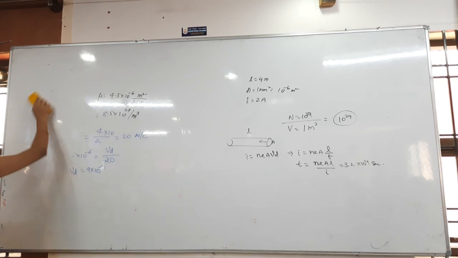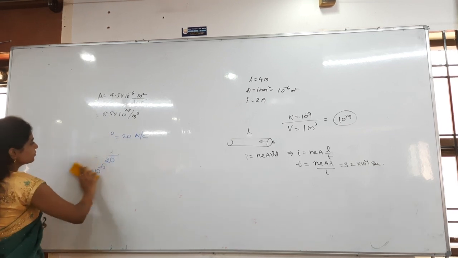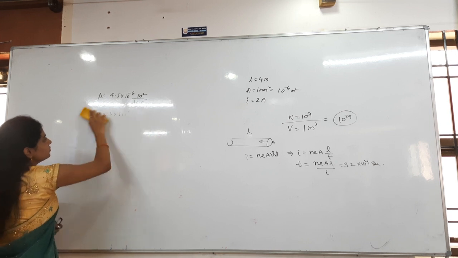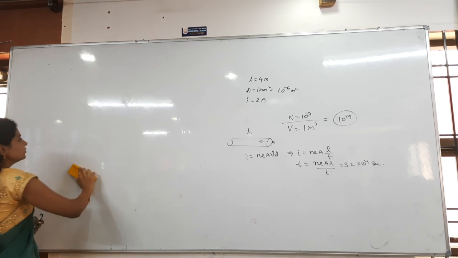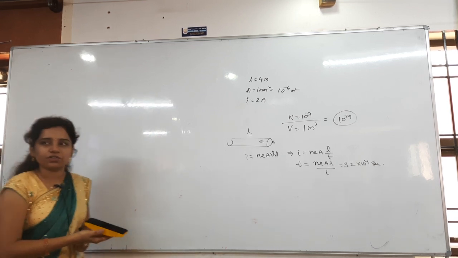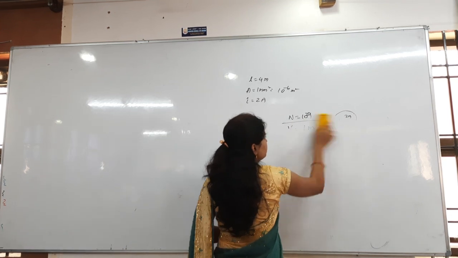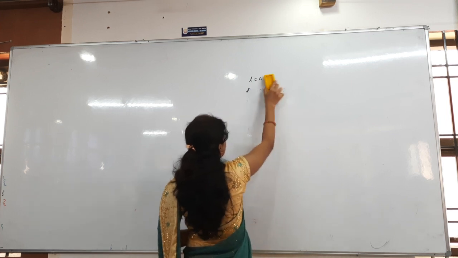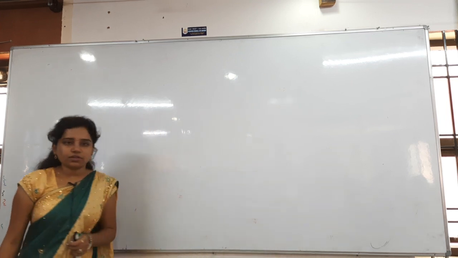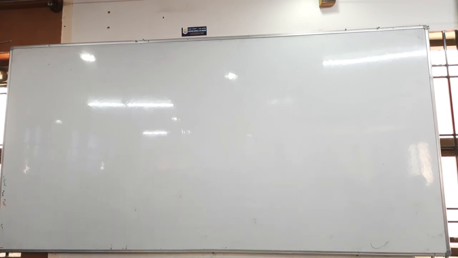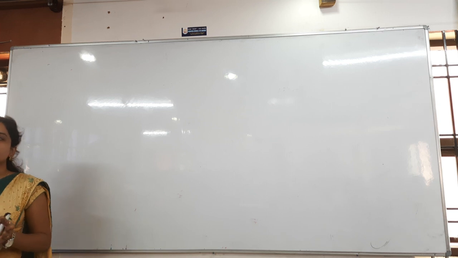Next one is resistance. What does resistance do? It will oppose the current flow. That's it. A resistor is a device that opposes the current flow. In any metal, the resistance will be there.